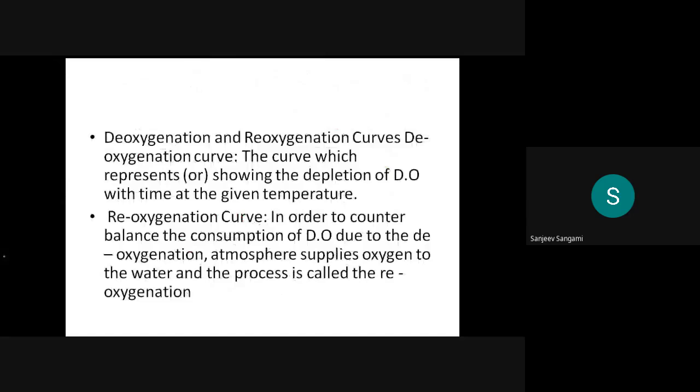The deoxygenation and reoxygenation curves show the depletion of DO with time at a given temperature. We always target it with the temperature. Then the reoxygenation curve counterbalances the consumption of DO due to deoxygenation. The atmosphere supplies oxygen to the water, and the process is called reoxygenation. Reoxygenation is nothing but, as it travels longer distances, the atmospheric oxygen comes and enters into the water.